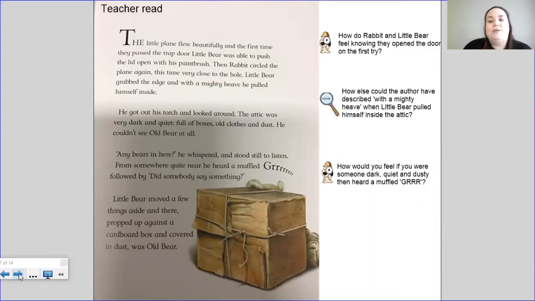How do Rabbit and Little Bear feel knowing they opened the door on the first try? How else could the author have described with a mighty heave when Little Bear pulled himself inside the attic? How would you feel if you were somewhere dark, quiet, and dusty, then heard a muffled grrr? Pause here to answer the questions.